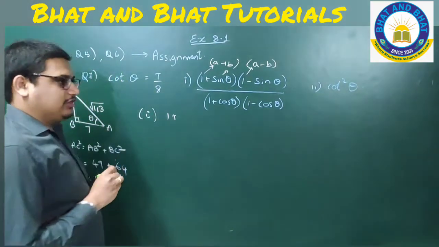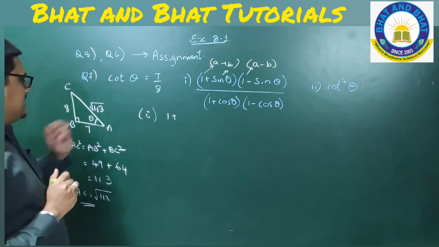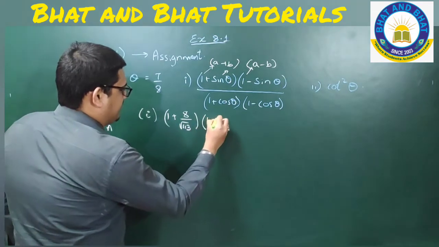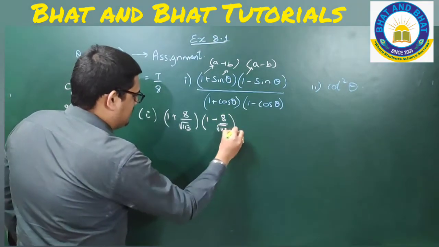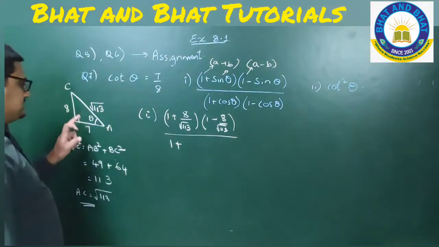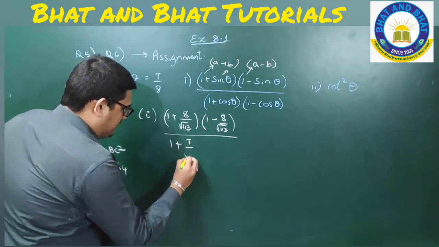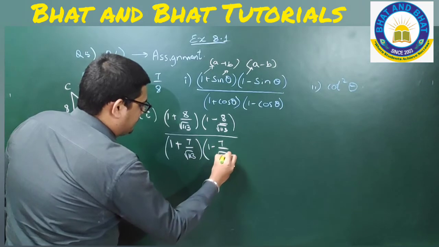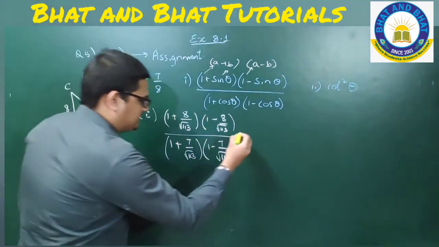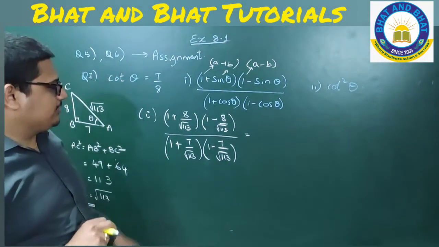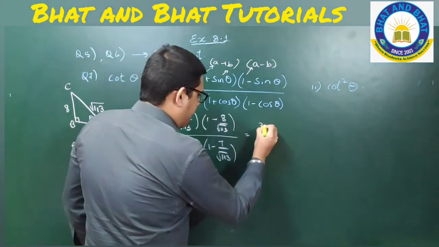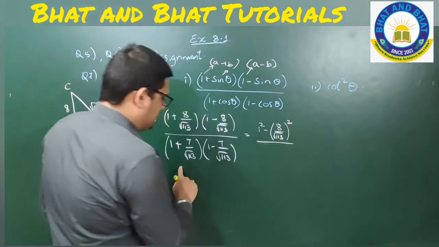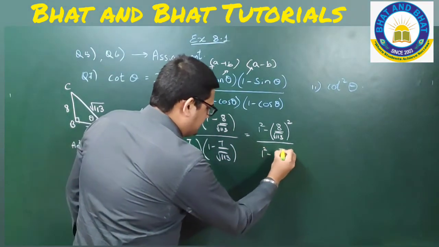So 1 plus, what will be my sin theta? Sin theta is opposite by hypotenuse. I will get it as 8 divided by square root of 113, into 1 minus 8 divided by square root of 113, whole divided by 1 plus cos theta, which is adjacent divided by hypotenuse, 7 divided by root of 113, into 1 minus 7 divided by square root of 113. I can do the substitution here, or rather I will use the formula: A plus B into A minus B is A square minus B square, whole divided by, here also, A square minus B square.